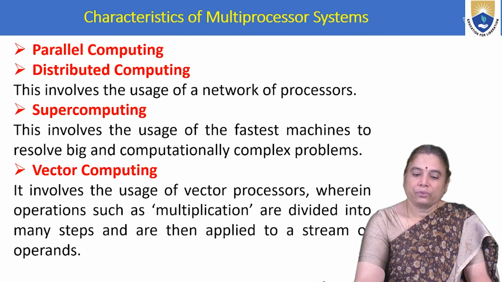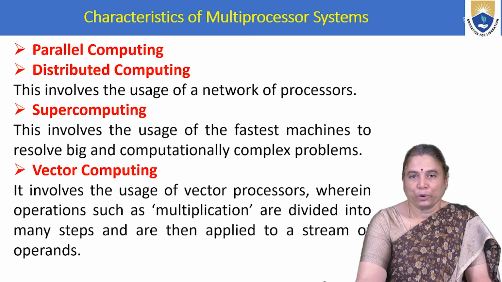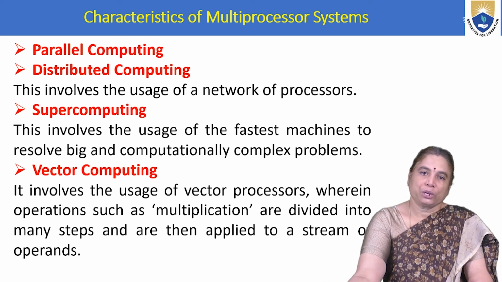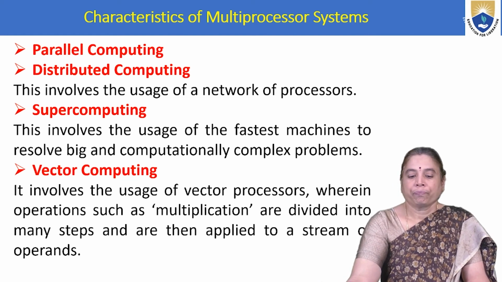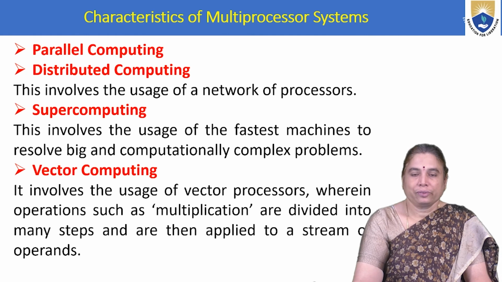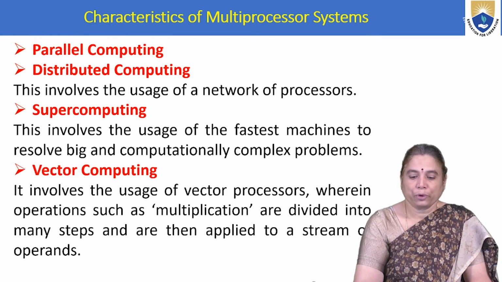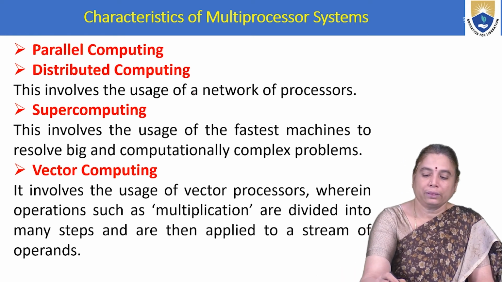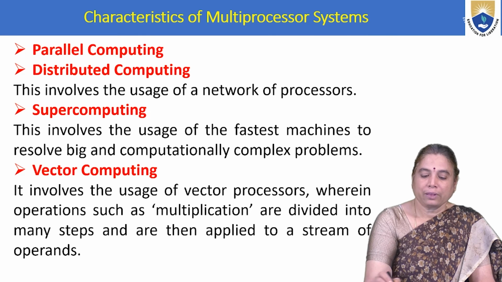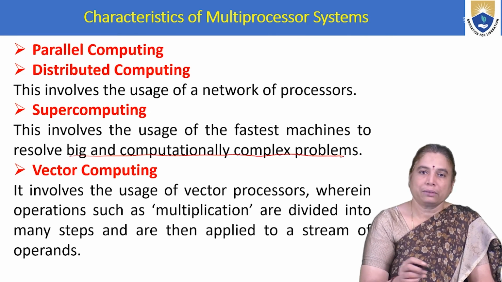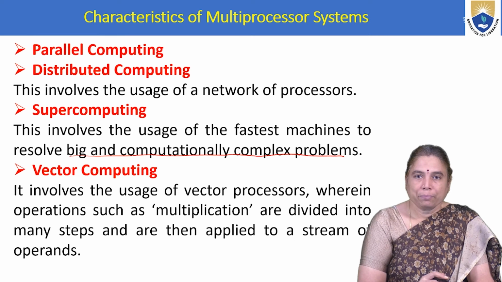The multiprocessor system can support parallel computing, so concurrent execution of tasks can be supported. These systems support distributed computing, so the usage of a network of processors can be supported. They can support supercomputing, so they can resolve big, computationally complex problems, and they are preferred for engineering and scientific applications.